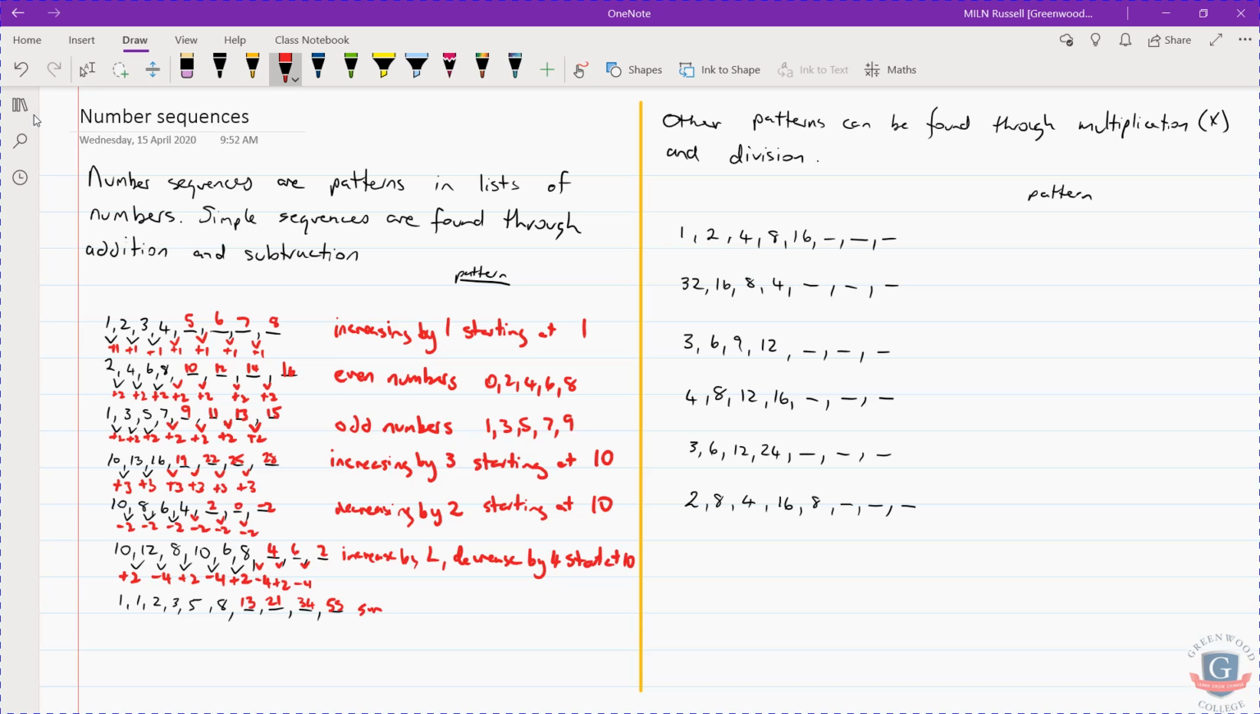Sum of previous two terms. And this is known as a Fibonacci sequence. I think I'll stop there, and we'll go on with other patterns in the next one. Thank you.